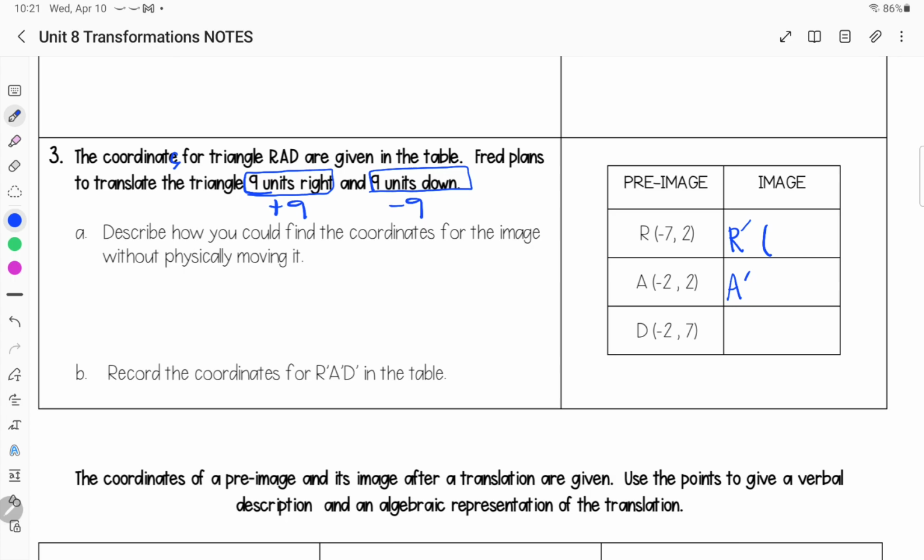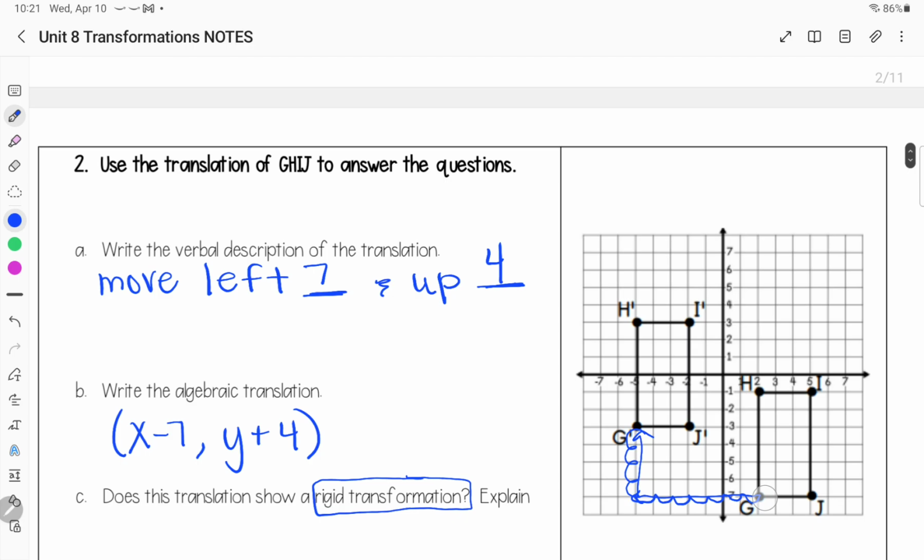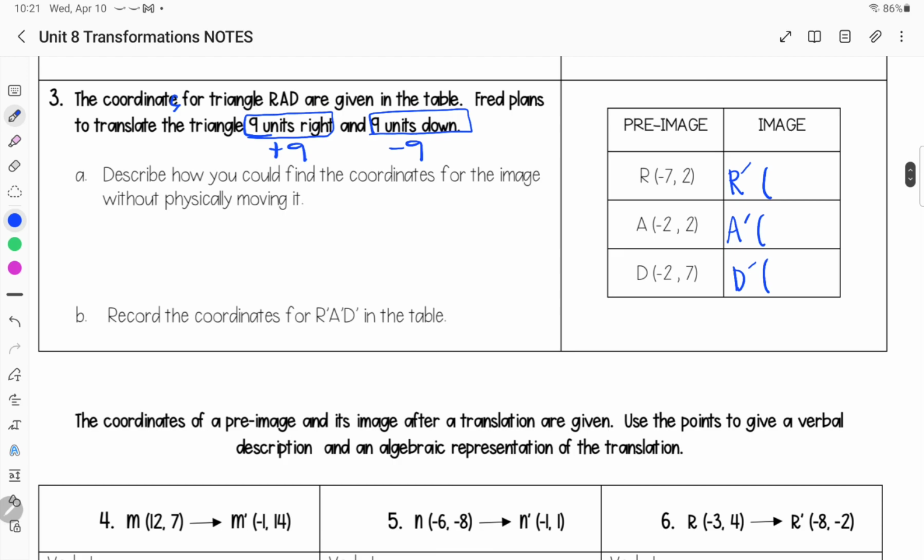This says, describe how you could find the coordinates for the image without physically moving it. So without physically counting, like I was showing you here, like I went 1, 2, and I counted those, how could we do it? Hopefully you're thinking, well, I can write out this thing. So this tells me that I start with X, and it says, take your X and go 9 units to the right. Well, X values are always my left and right, so that's why on this one, I would write X.